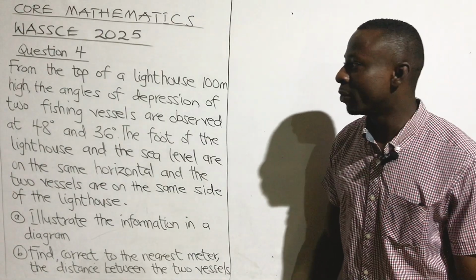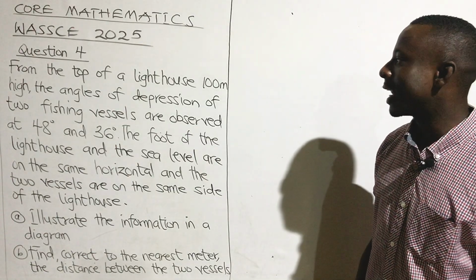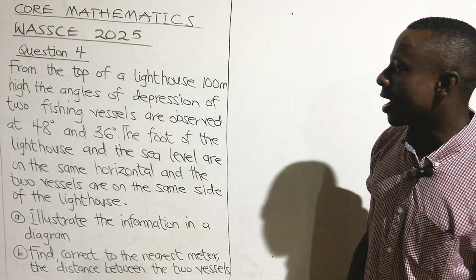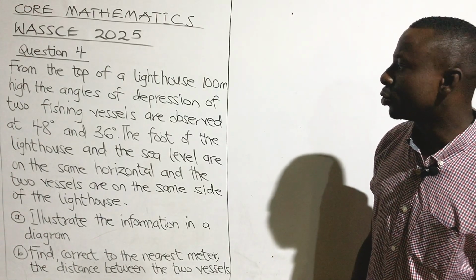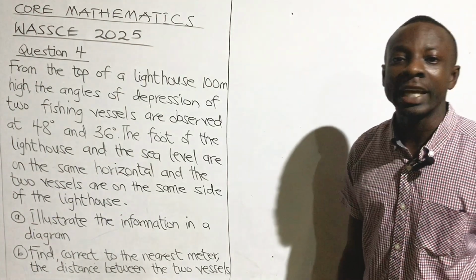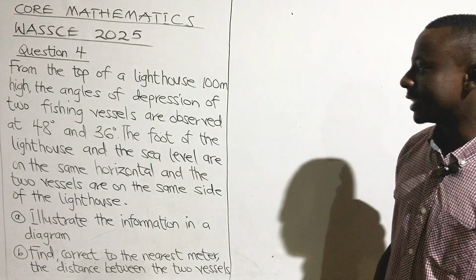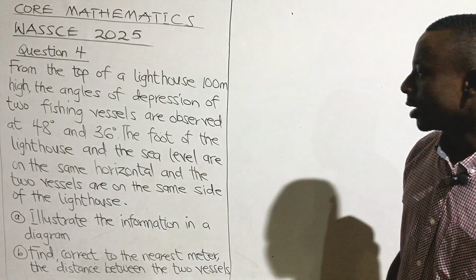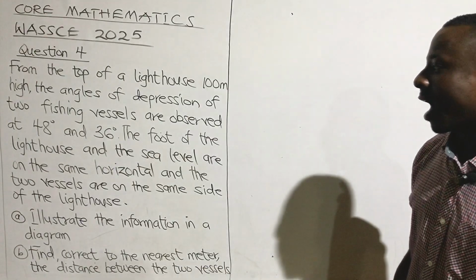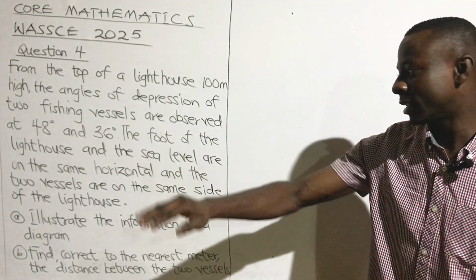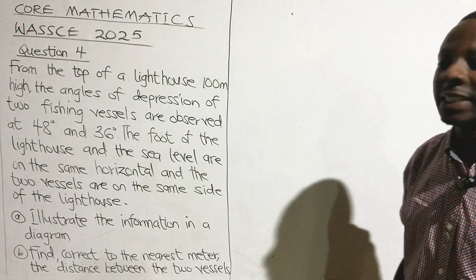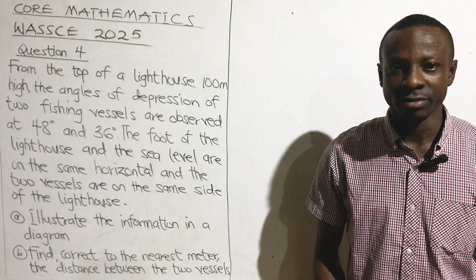Today we are going to look at WASSCE 2025 Core Maths question 4. And we have on the board: from the top of a lighthouse 100 meters high, the angles of depression of two fishing vessels are observed at 48 degrees and 36 degrees. The foot of the lighthouse and the sea level are on the same horizontal, and the two vessels are on the same side of the lighthouse.